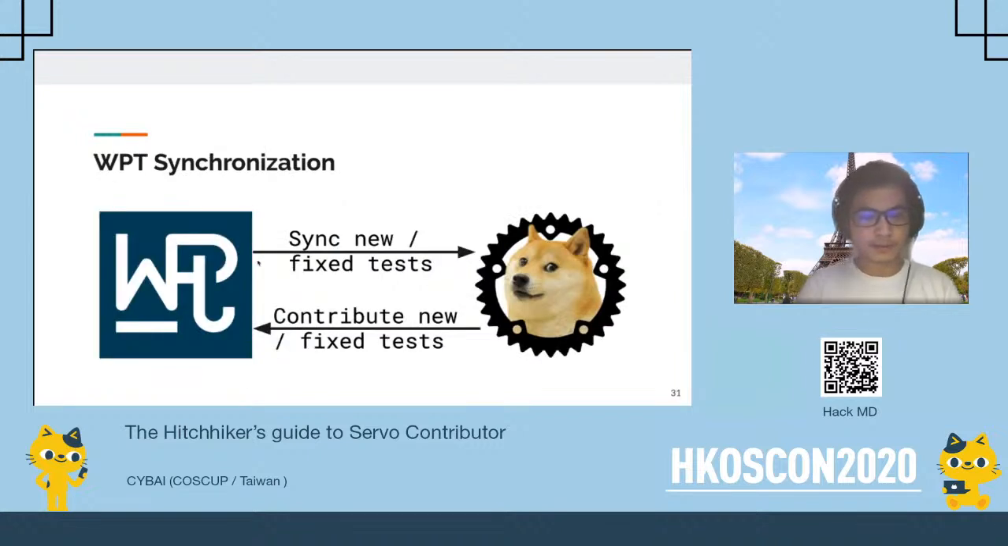Let's introduce the relationship between browser vendors and WPT. WPT is an upstream repo for every browser vendor. Browser vendors will synchronize the WPT tests every day or frequently, and when browser vendors try to fix or implement something, they will contribute new tests or fixed tests, and then they have bots to synchronize those fixed tests or new tests to the upstream repo.